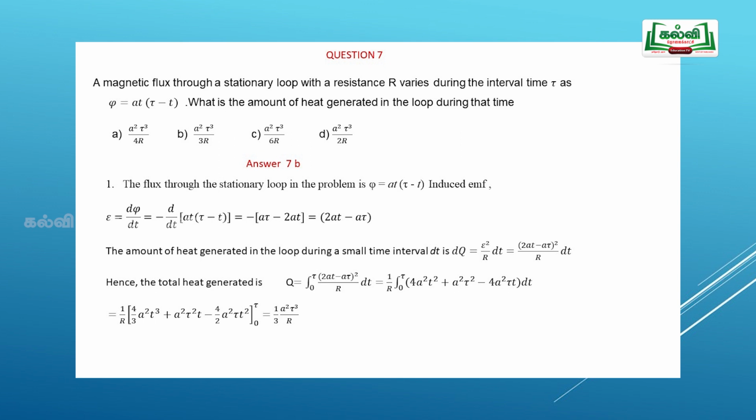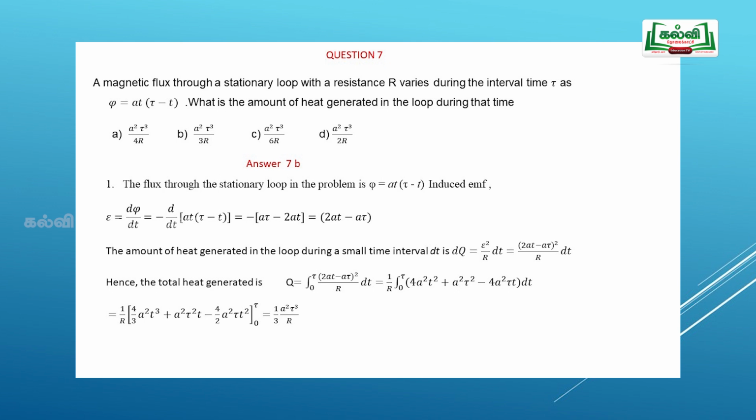That is what is done. EMF is minus d phi by dt, minus d by dt of, what is flux here? A t into tau minus t. Here tau is a fixed value, t is a variable. We are calculating it from 0 to tau. Then minus d by dt of a t tau minus a t square. By differentiating you get this. Absorbing the minus sign, it becomes 2at minus a tau.